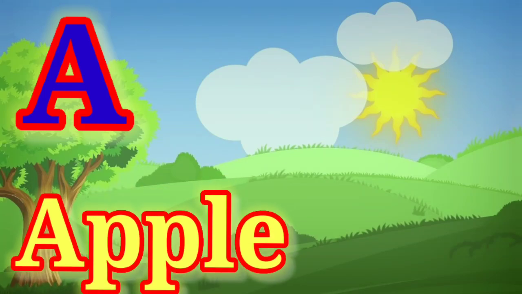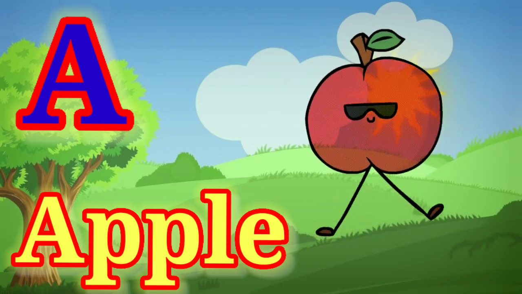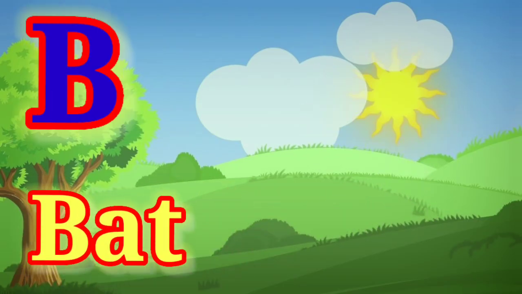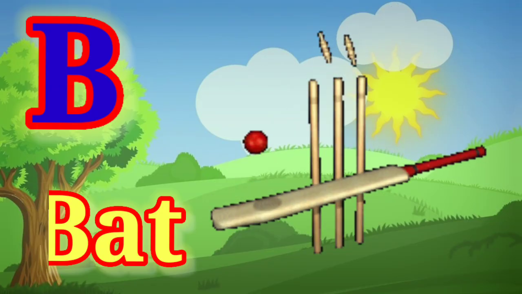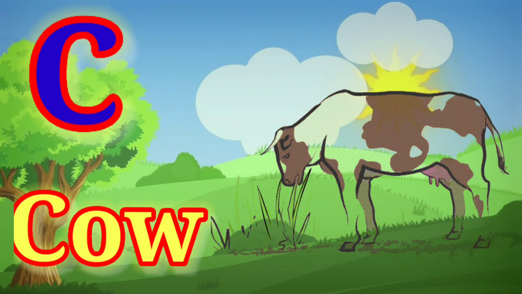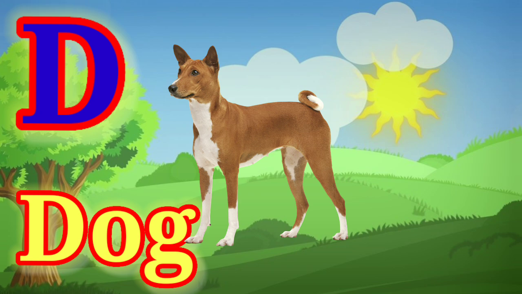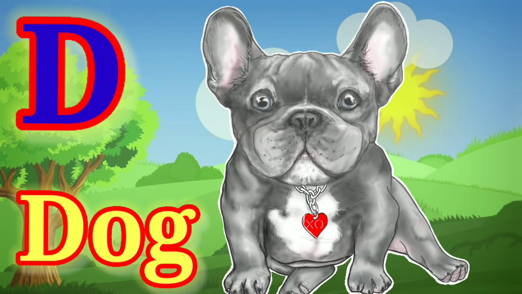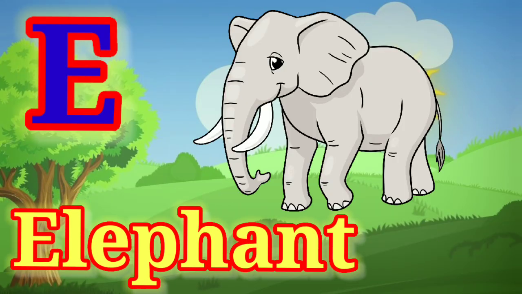A for apple. A for apple. B for bat. B for bat. C for cow. C for cow. D for dog. D for dog. E for elephant. E for elephant.